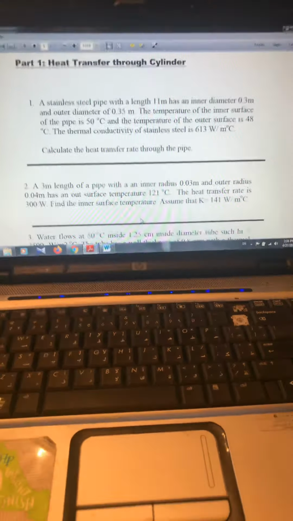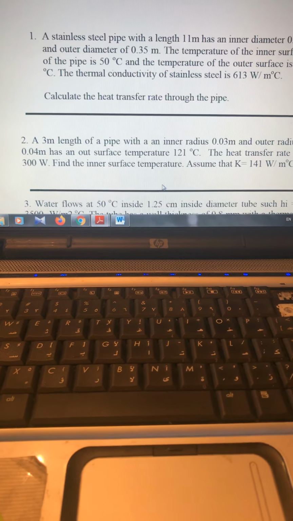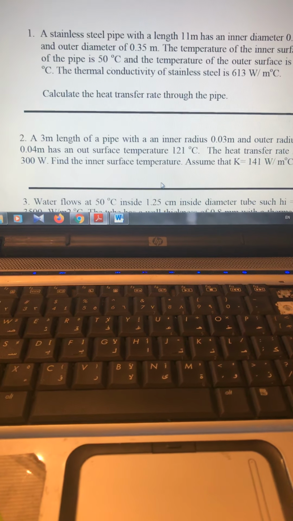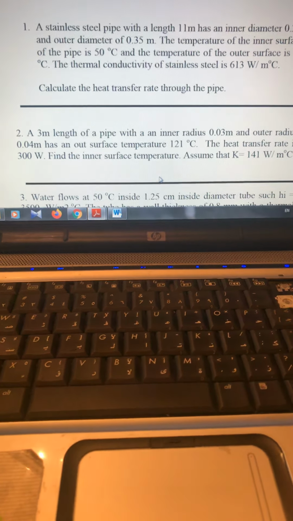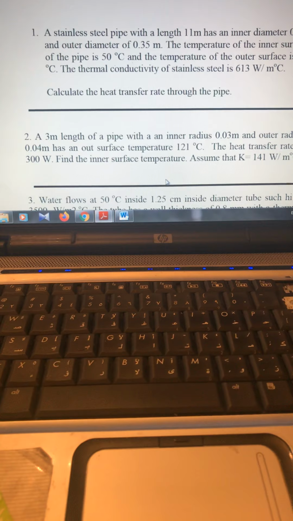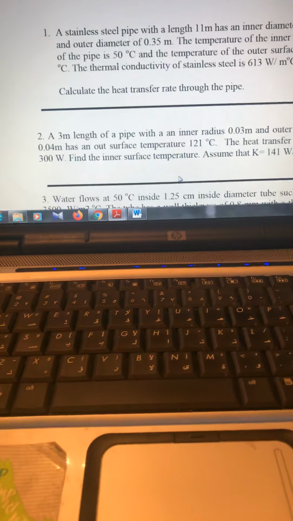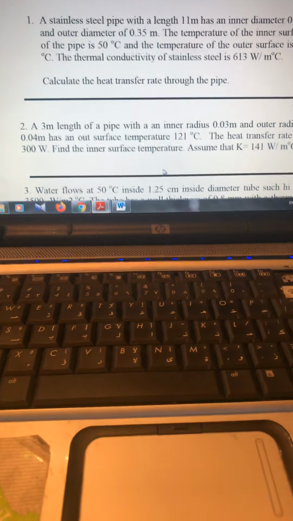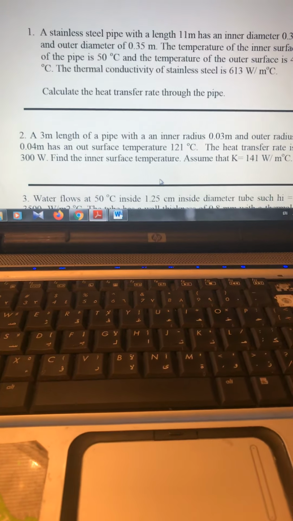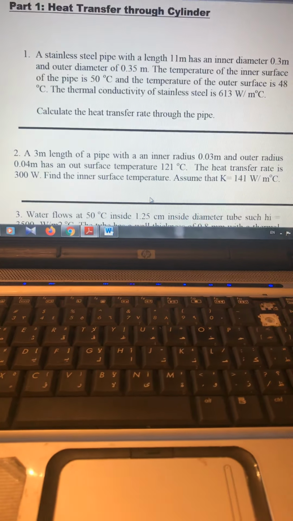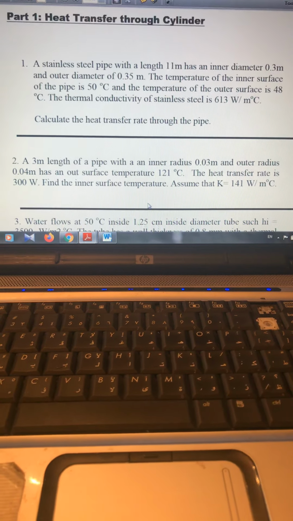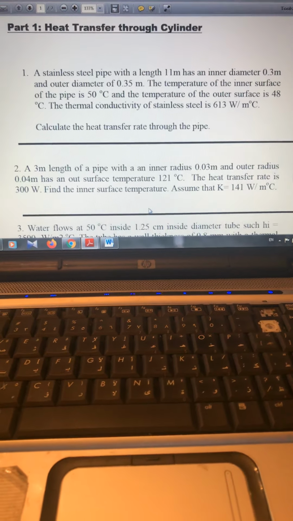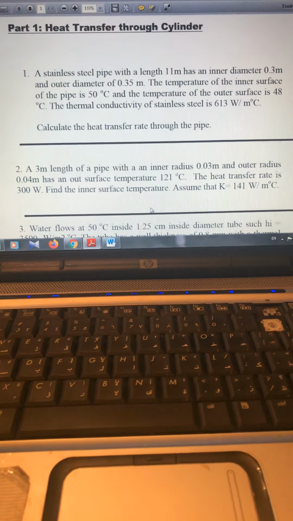For number 2: a 3 meter length of a pipe with inner radius 0.3 meter. Here he gives us the radius directly, and the outer radius is 0.04 meter, with an outside temperature of 121 Celsius. The heat transfer rate is 300 watts. Find the inner surface temperature. Assume that K, the constant for the conductivity, is 141.